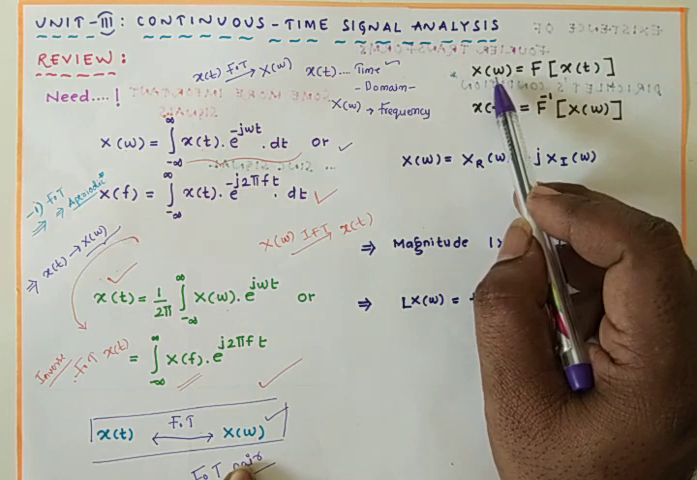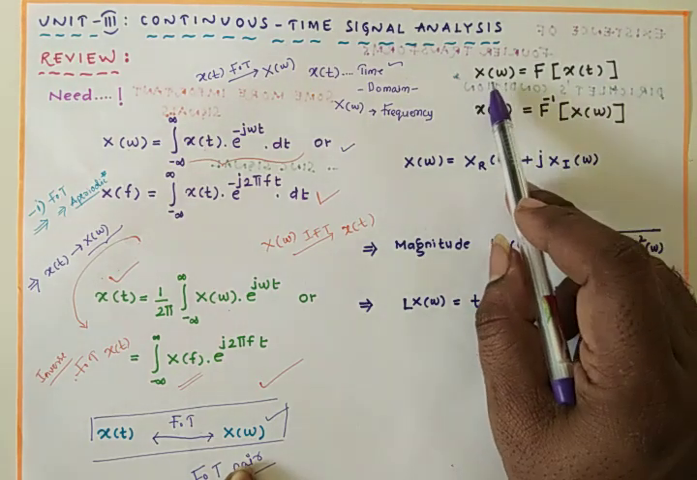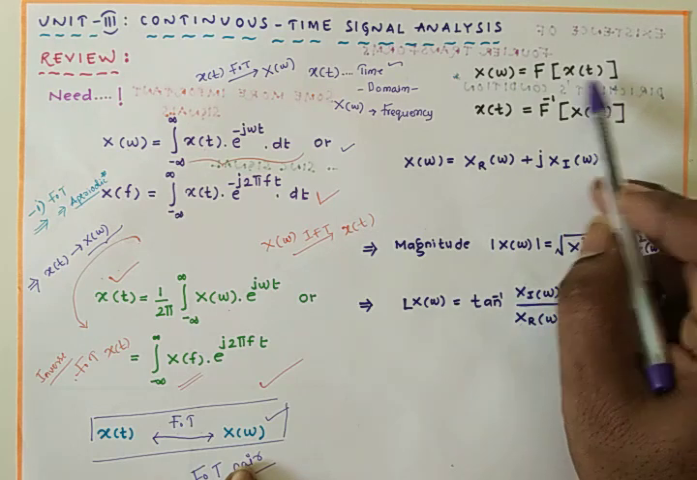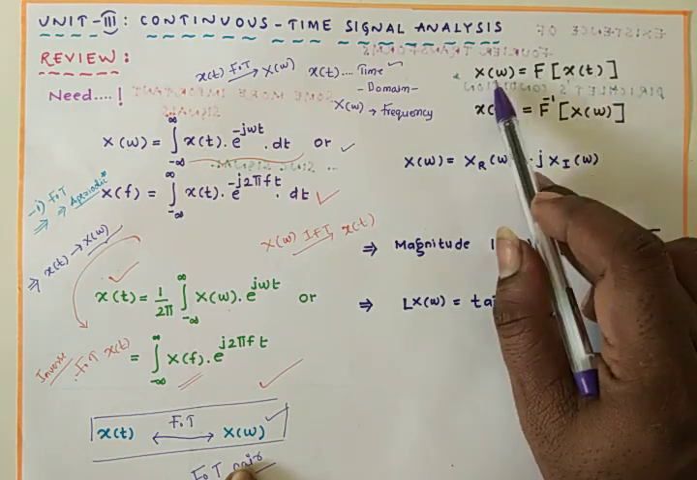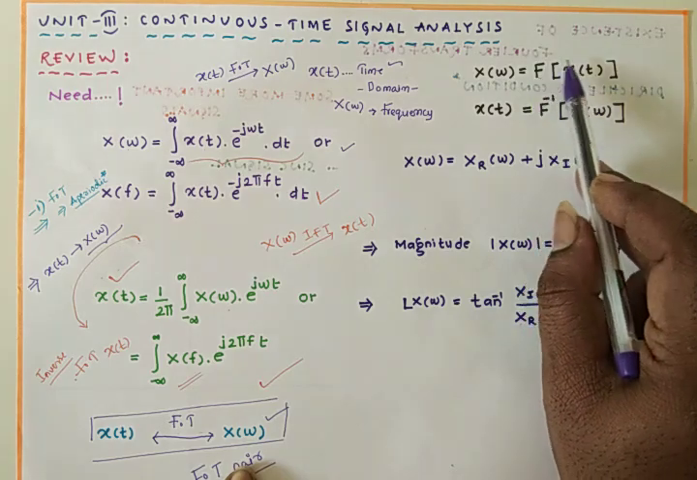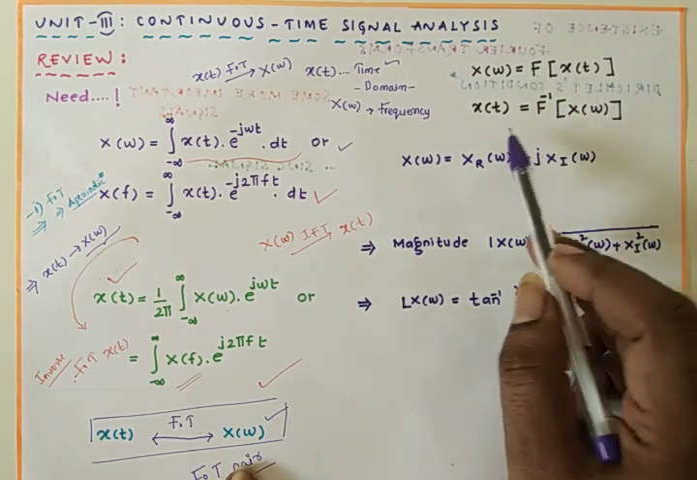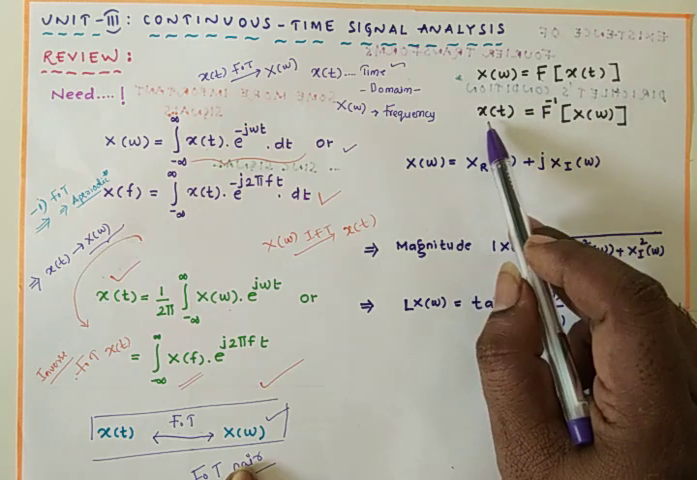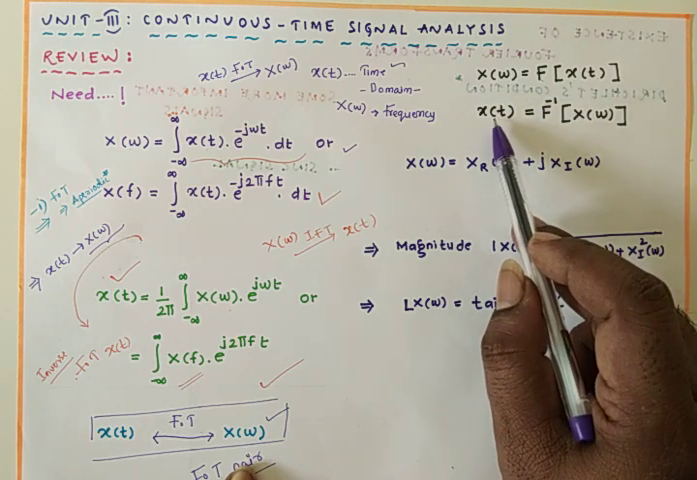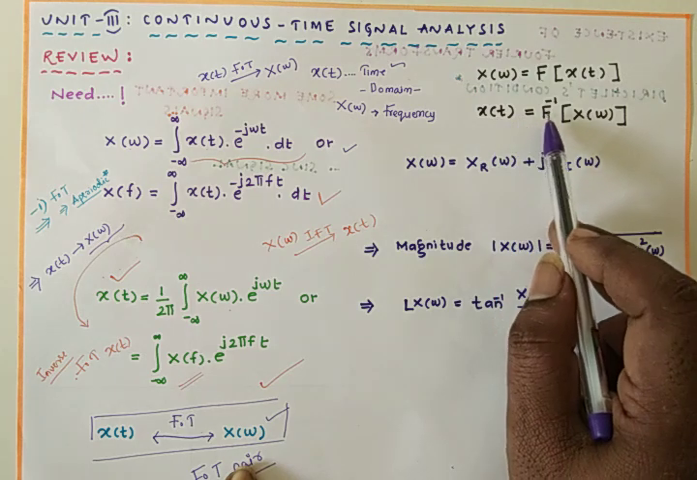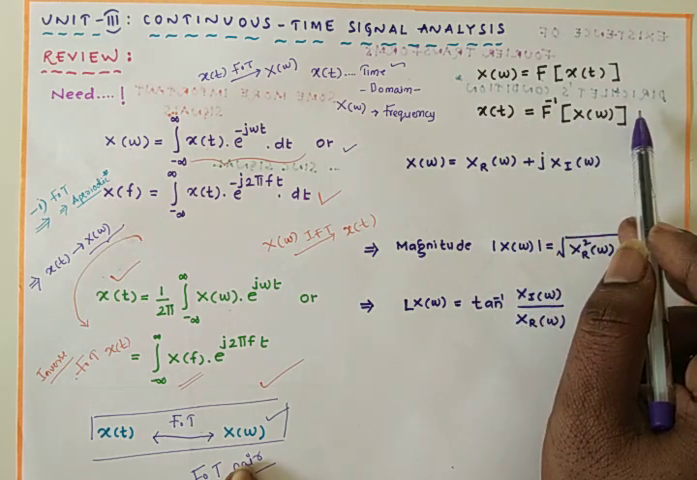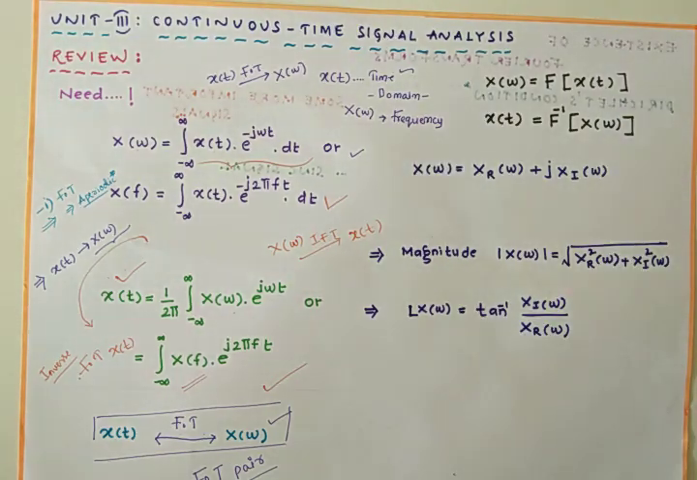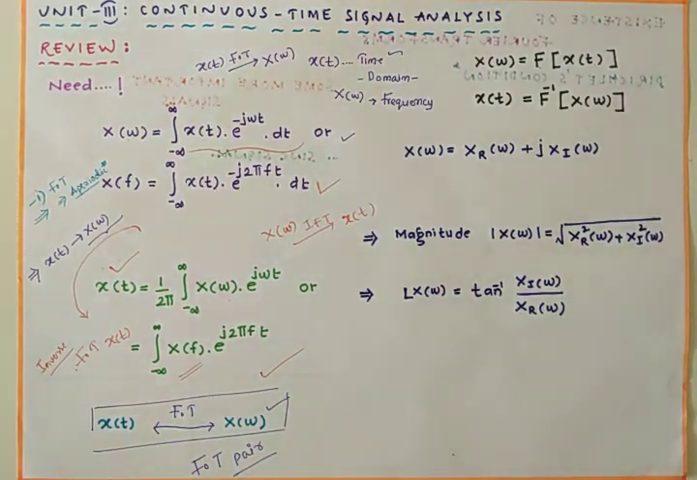We have x of omega, which is nothing but a frequency domain signal. How can we get the frequency domain signal? By applying the Fourier transform on x of t. X of omega is nothing but the Fourier transform applied on x of t. Next, if I want x of t, a time domain signal, x of t is equal to the inverse Fourier transform of x of omega. And like this we can describe the Fourier transform.